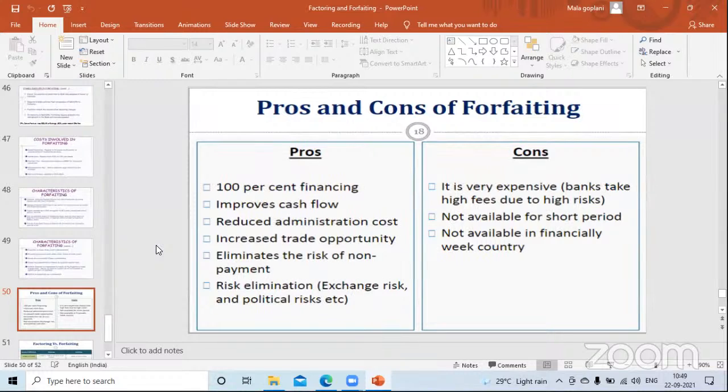Why will he take the responsibility if you're transacting with such types of countries which are financially weak? Already, financially weak countries are there. So why are you transacting? First of all, and even if you are transacting, why will the forfeiter take that responsibility, my dear? So you have to understand the concept.